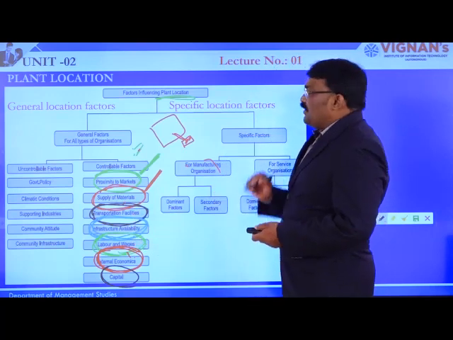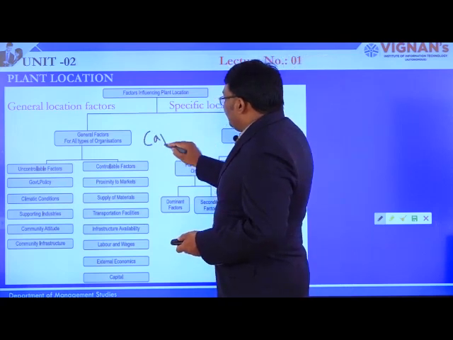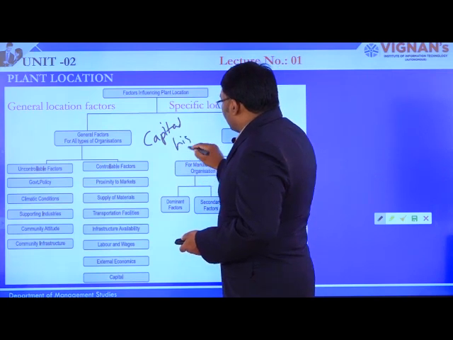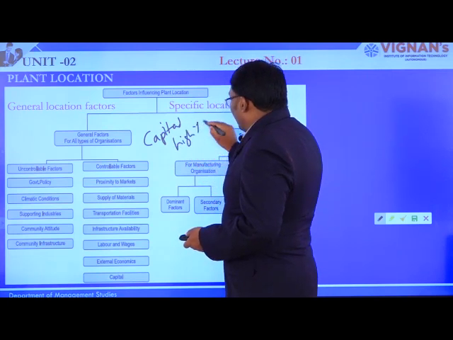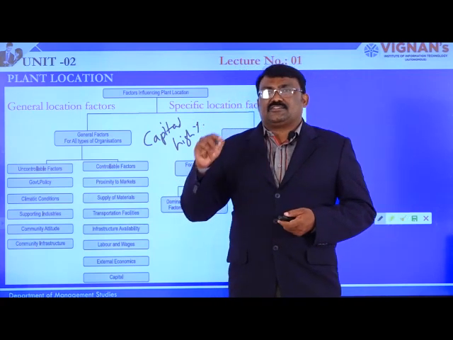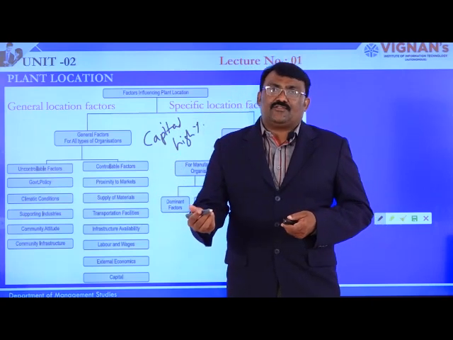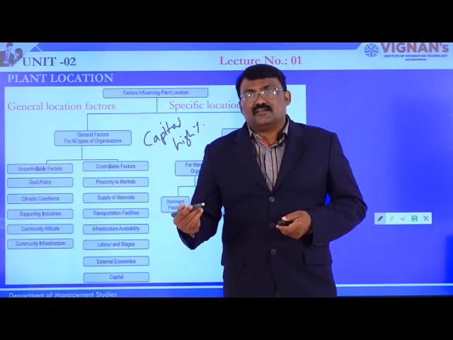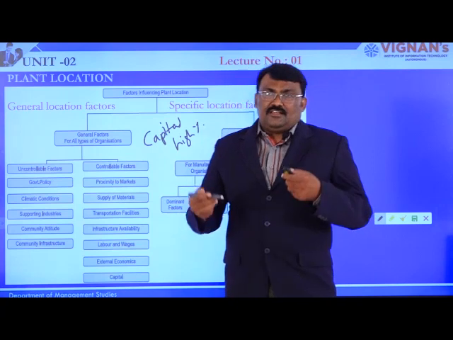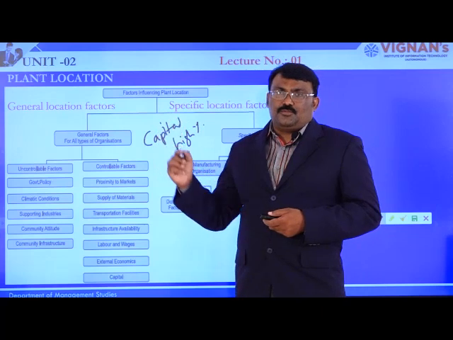Now, assuming that the capital you are bringing is at a high rate of interest, then what will happen? Revenue generation pressure will be higher, because unless you generate more revenue, you would not be able to bring the company to the profitable level as such. So, that is why the capital is also under the controllable factors.